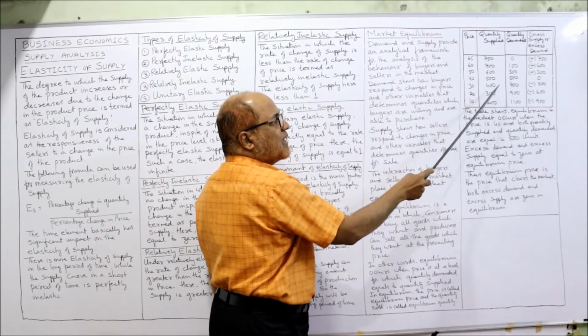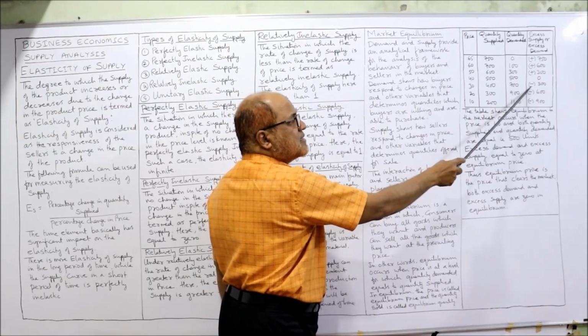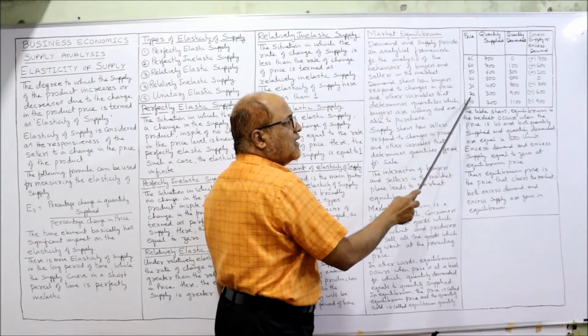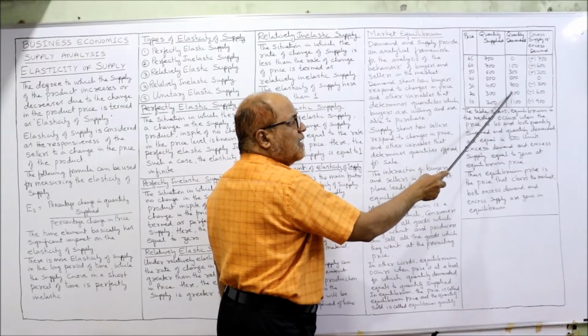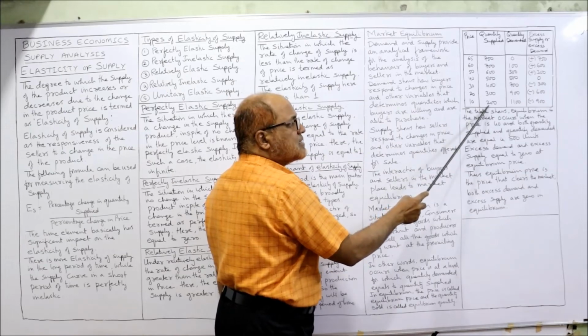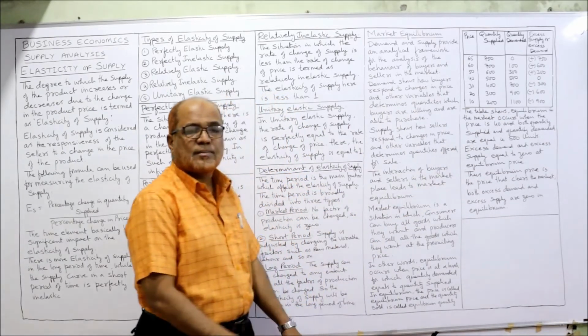Here, 400 supply, 700 demand. So 400 minus 700 is minus 300. That means demand is exceeding the supply. At 20 rupees, 300 supply, 900 demand, minus 600. At 10 rupees, 200 is the supply, 1100 is the demand. There is a deficiency of 900 units.